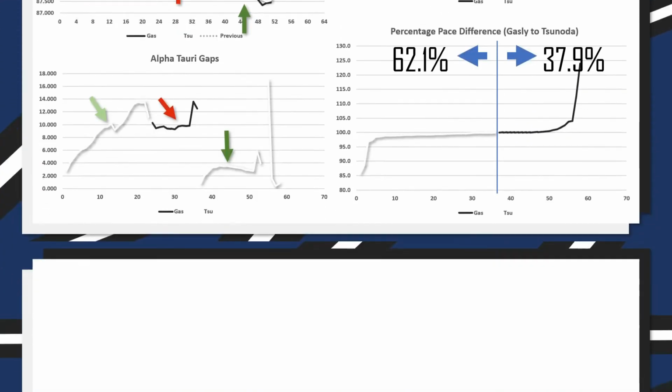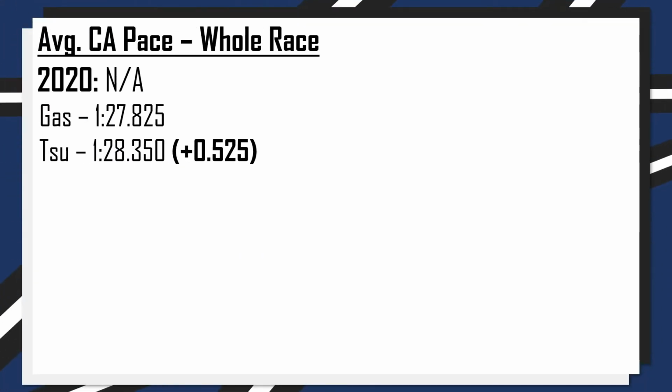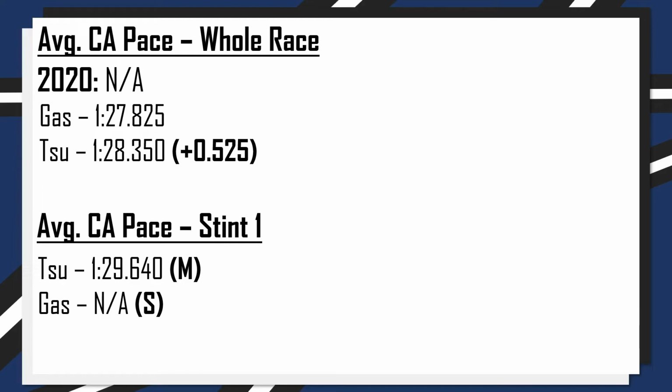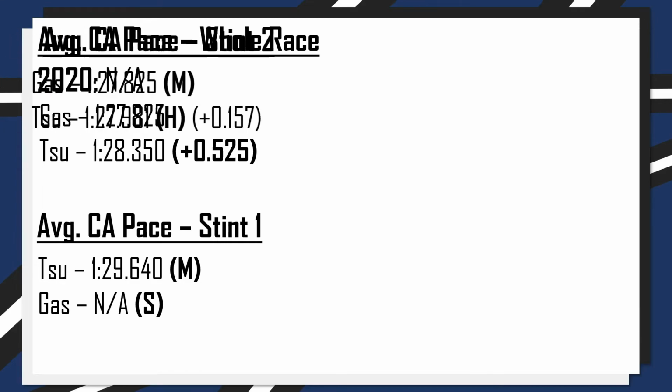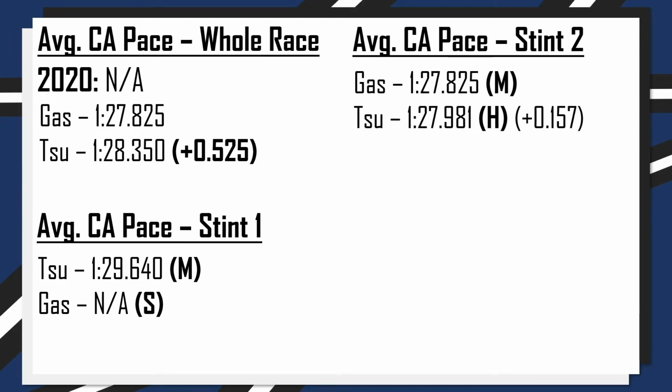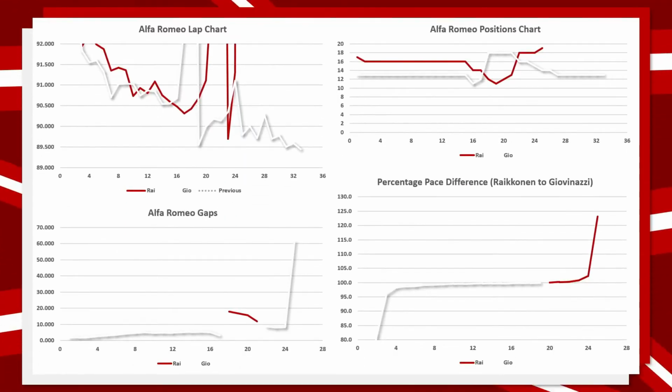But looking at the AlphaTauri's lap times overall, there is a half a second deficit in clean air in Gasly's favour. Where it was Gasly in stint number 1 who failed to set any clean air laps, and then in stint number 2 on the mediums, where Tsunoda was on the hards, there was just a 1/10 difference between the two drivers.